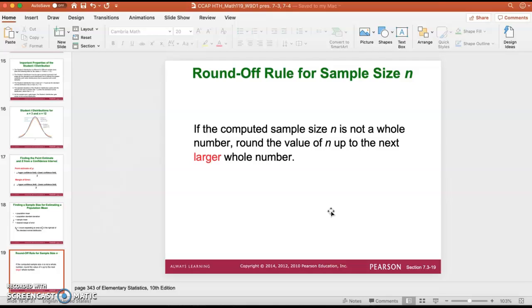Same idea as before, if we want to find the sample size, we usually want to round up to the next whole number. Even if we get something like 0.01, we want to keep rounding up each time, because it's always better to have more samples than fewer.